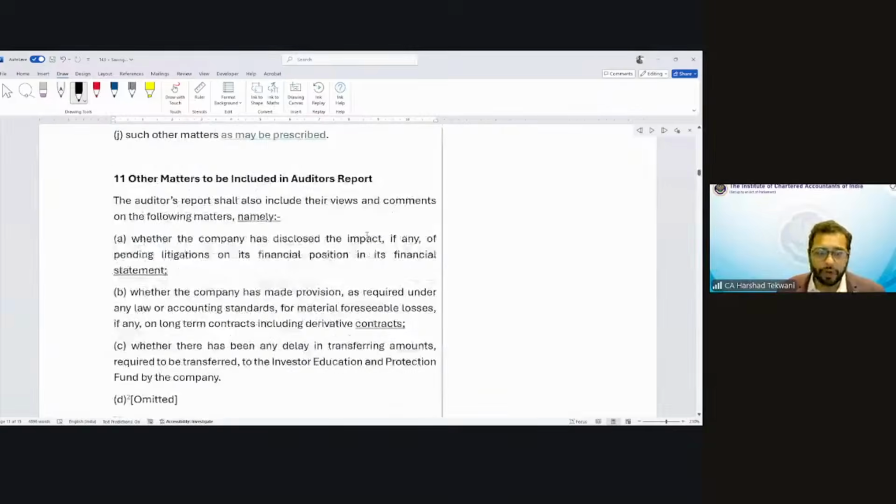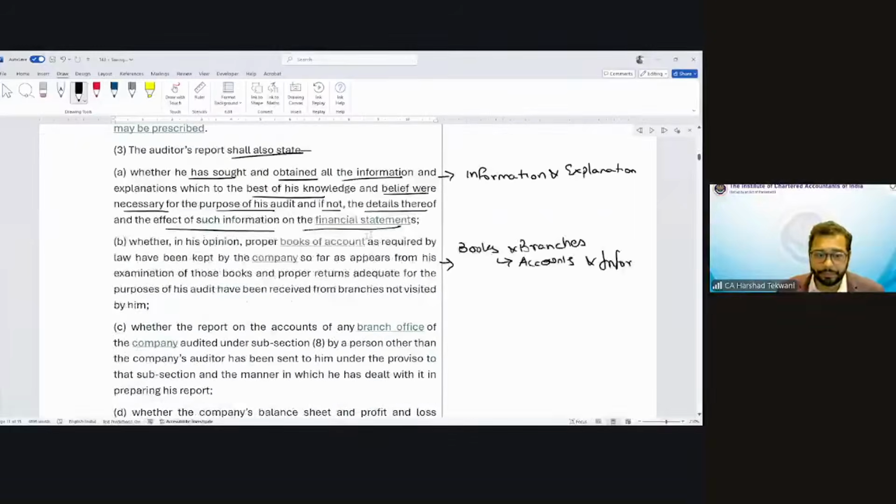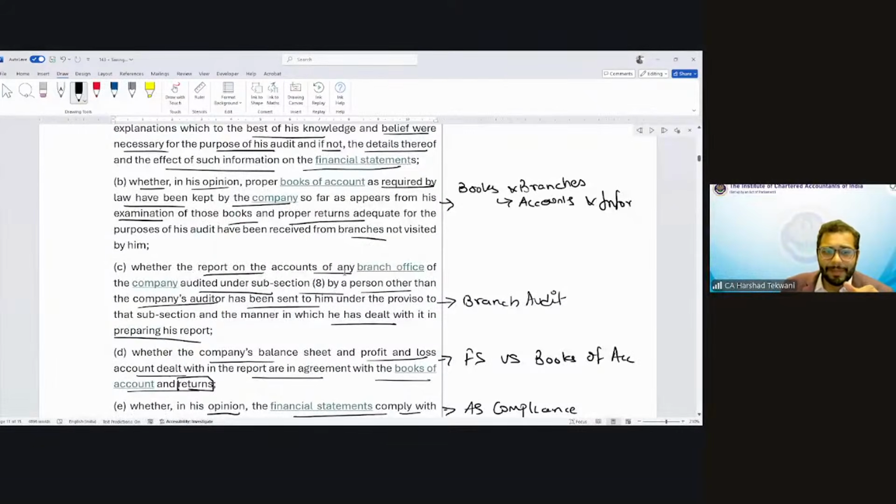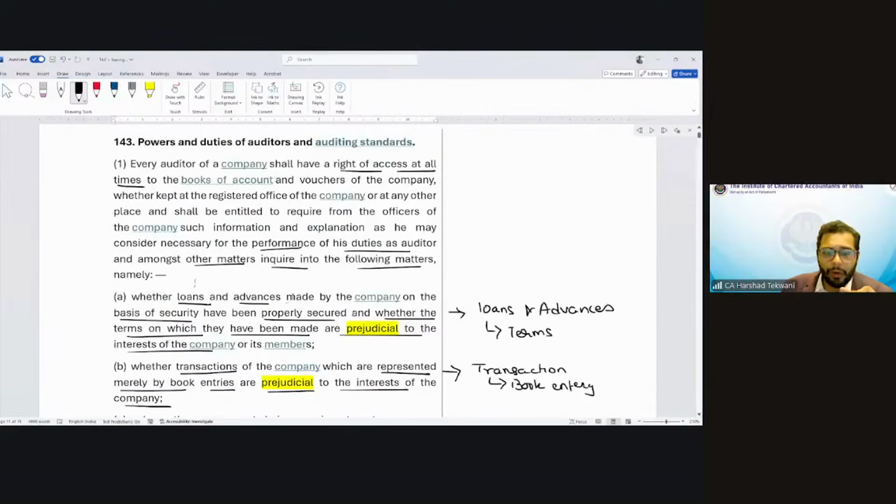So if I go to section 143.1, what it says basically, it talks about loans and advances made by the company on the basis of security, whether they are properly secured and whether the terms on which they are made are prejudicial to the interest of the company or its members. But predominantly it covers loans and advances made by the company on the basis of securities. So it is narrow in the scope.